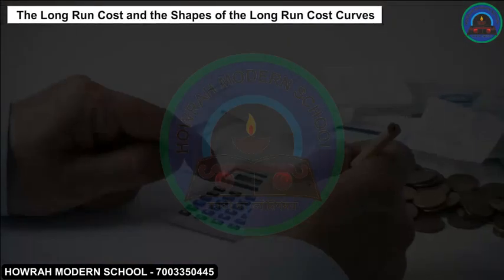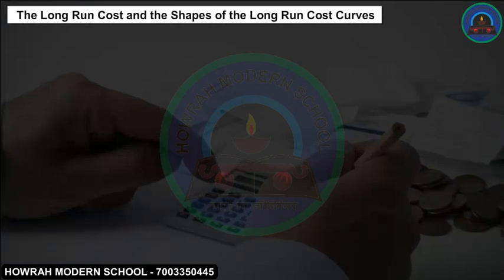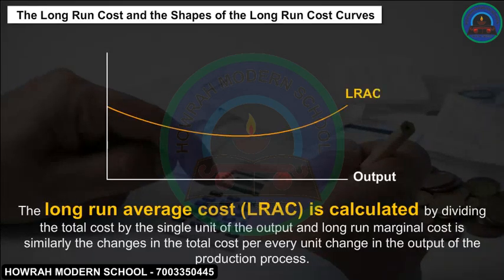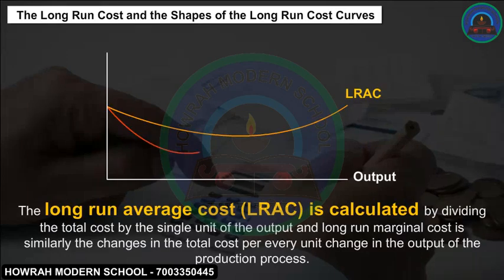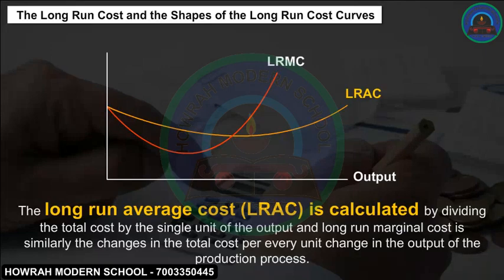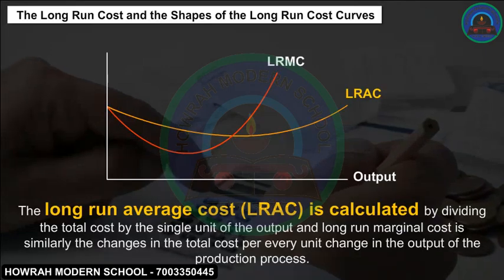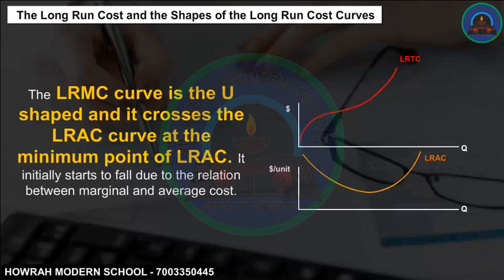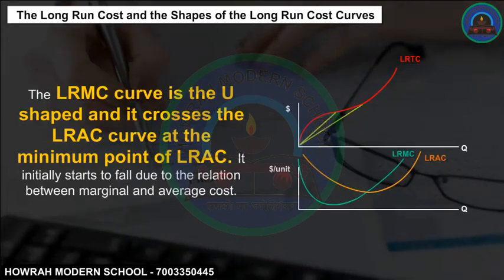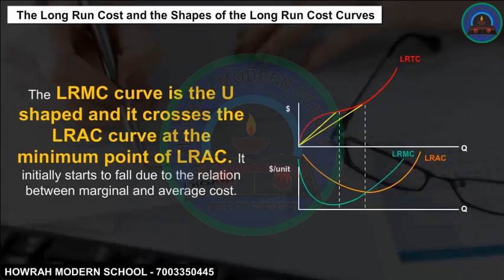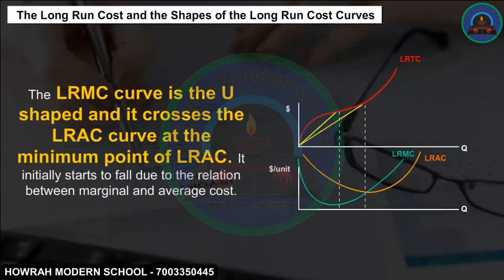The long-run cost and the shapes of the long-run cost curves. The long-run average cost, LRAC, is calculated by dividing the total cost by a single unit of the output, and long-run marginal cost is the change in the total cost per every unit change in the output of the production process. The LRMC curve is U-shaped and it crosses the LRAC curve at the minimum point of LRAC. It initially starts to fall due to the relation between marginal and average cost.